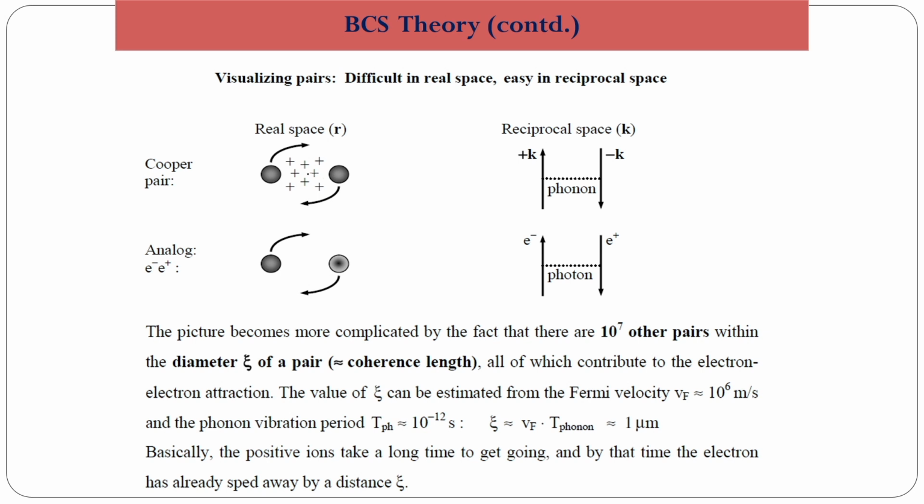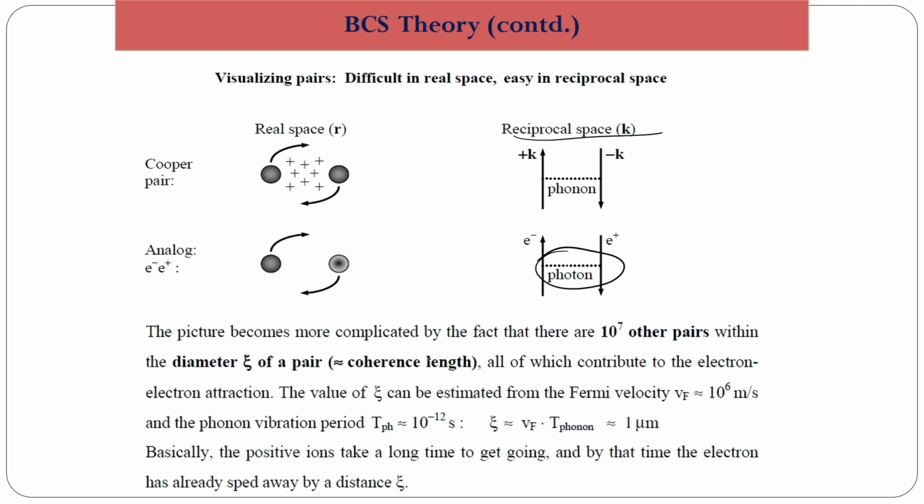In real space, we have these two electrons forming a pair, which is analogous to the electron-positron pair in nuclear physics or high energy physics. But it is easier to visualize in reciprocal space, where there are plus k and minus k mediated by phonons. They form a bound pair, whereas the electron-positron pair is bound by electromagnetic radiation, or a photon.